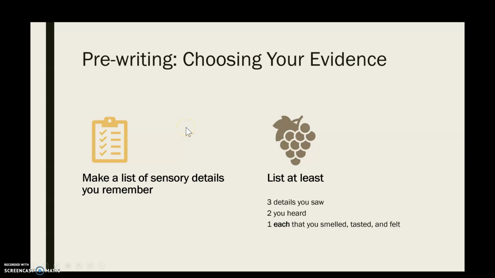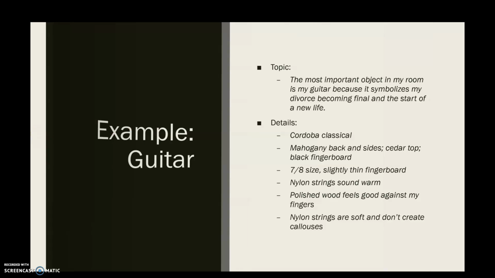Then you want to choose some evidence before you go any further, just so you have some details to draw from and you can mentally arrange them. It helps to make a list of any sensory details that you remember, even if it's just a quick bulleted list. Here is a guideline I know was helpful for a lot of people. It generally is a really good idea to list at least 3 details you saw, 2 you heard, and 1 each that you smelled, tasted, or felt. That will make sure that you cover all of the senses and give a holistic sensory experience for your reader.